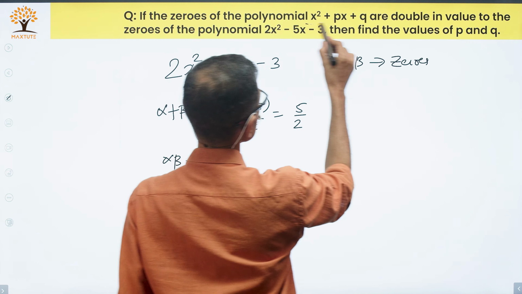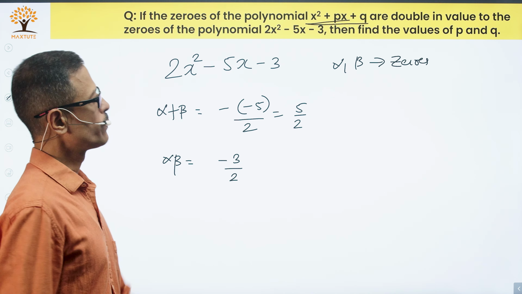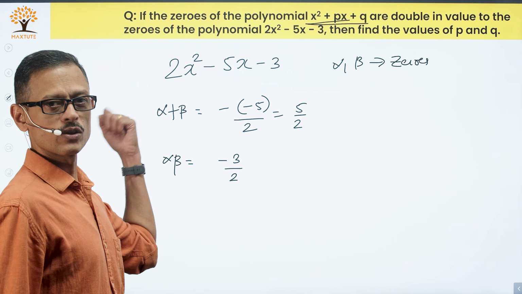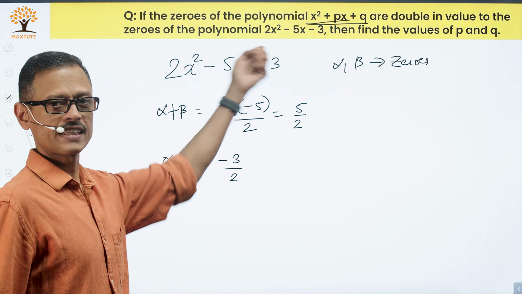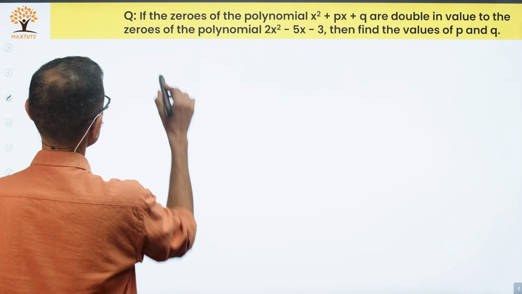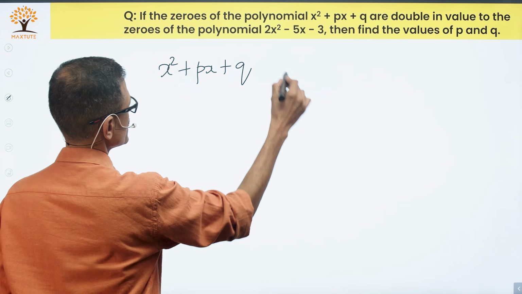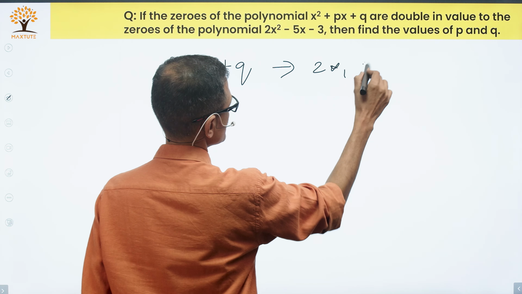What is said about this polynomial? The zeros of this polynomial, x square plus px plus q, are double the values of the zeros of the second polynomial given to us. So the zeros of polynomial x square plus px plus q essentially are 2 alpha, 2 beta.